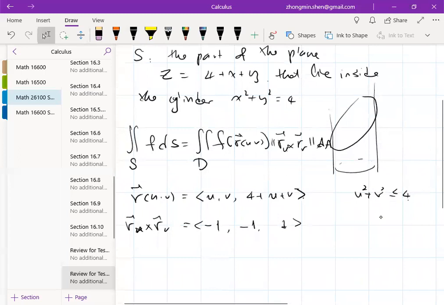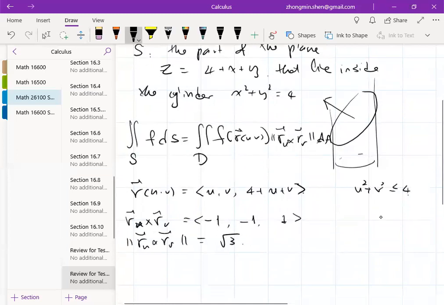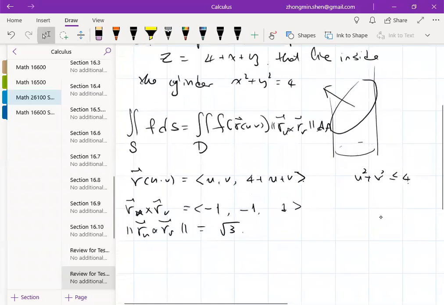Okay, so the length of this vector is going to be square root 3. This is a normal vector. Doing that, it's constant, the normal vector. It's not a unit normal vector yet, but this is a vector perpendicular to the plane. Okay, unless you normalize it, otherwise it doesn't have a unit length.